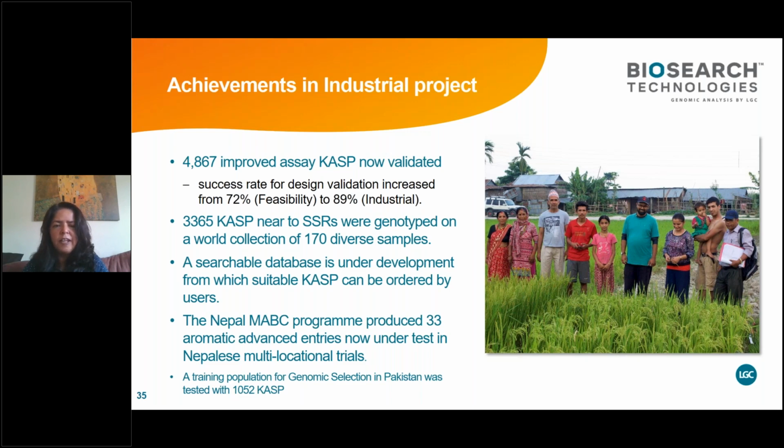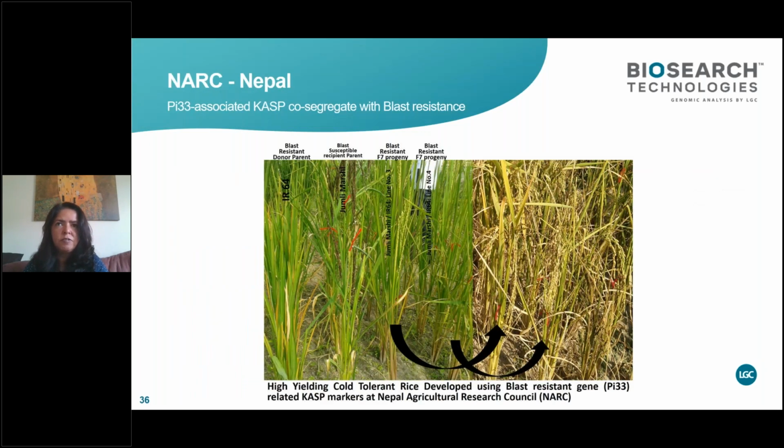In NARC, they looked at the development of blast disease resistance, and this particular slide shows you the improvements in rice varieties that not only have blast disease resistance, but are also cold tolerant. And all of this development was done through the Nepalese Agricultural Research Council, and it is another aspect that we can be very, very proud of.